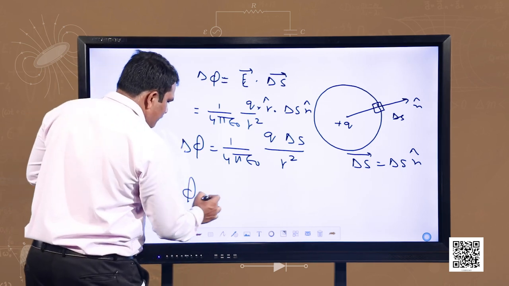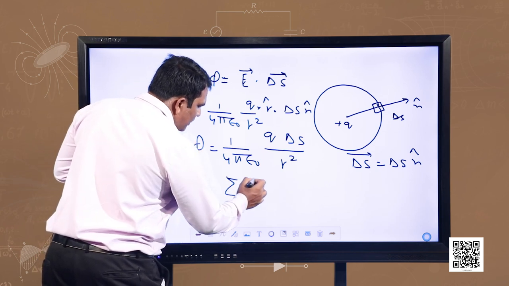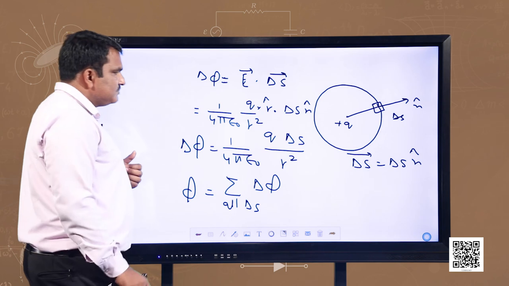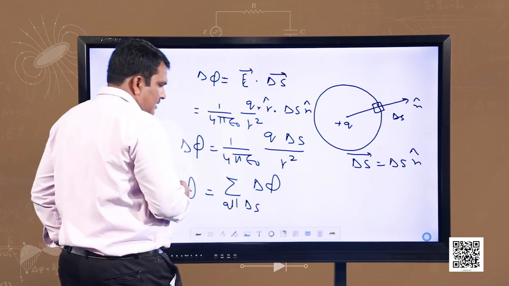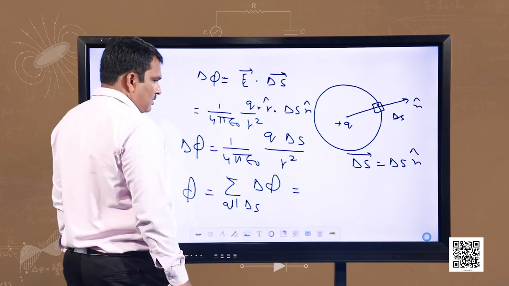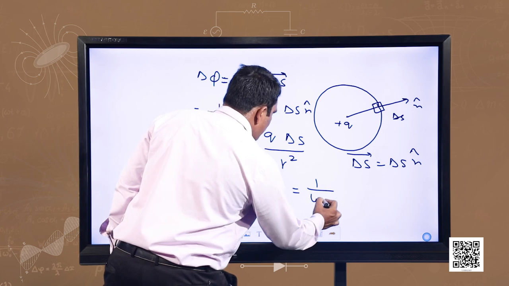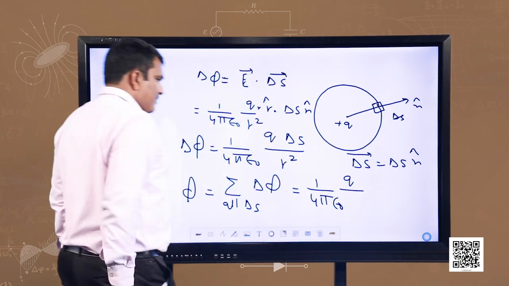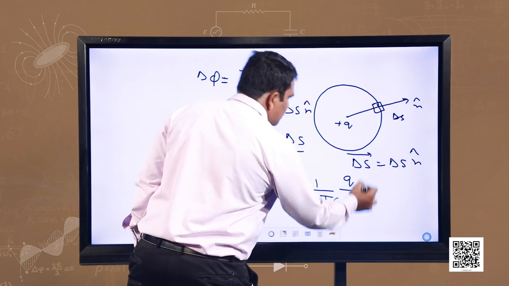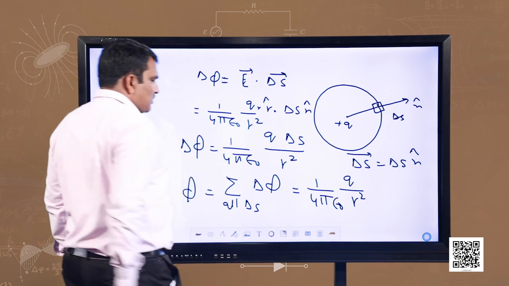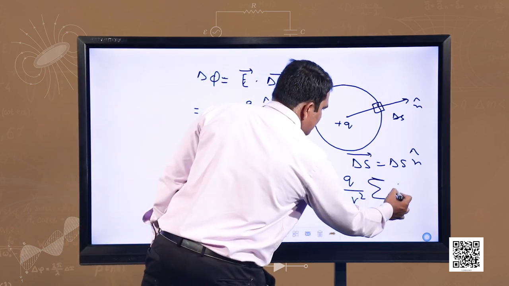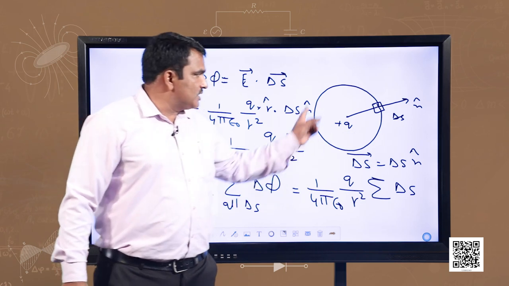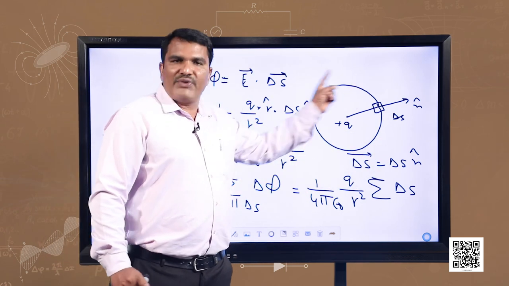So, the total flux will be sum of all delta phi, sum over all delta S. And summing over all delta S, we can put here. So, we can take 1 by 4 pi epsilon naught as common. Q is constant, we can take it out. Again, r square is also constant for all the area elements which are cut from the surface of the sphere, and summation delta S. And sum of all the area elements which can be cut from the sphere will give you the total area of this sphere.